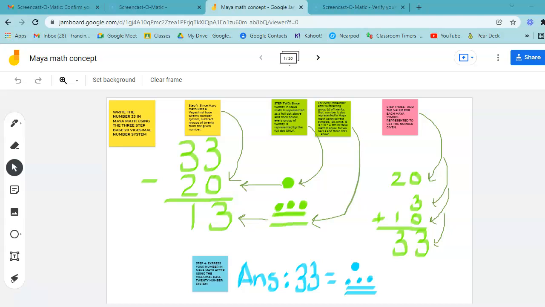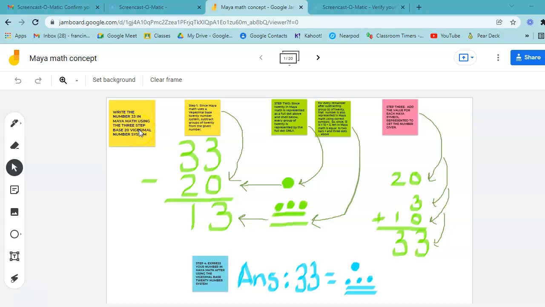In the previous class, we've learned that Maya mathematics uses a base 20 or Vigesimal number system. It is under this concept that numbers will be expressed in Maya mathematics. So, let's look at the first example.